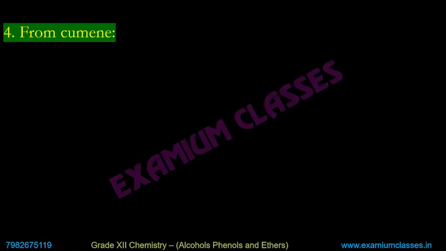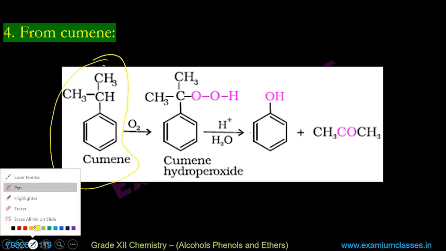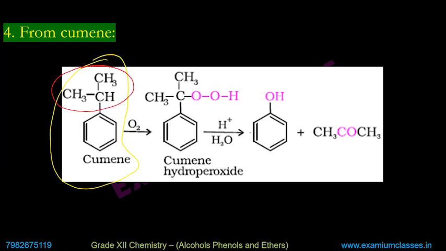Then from cumene, the last one. If you don't know the formula, this is the formula of cumene. When we consider this as isopropyl, then we write it isopropyl benzene. You don't need to write one because wherever it is attached, that carbon will be called one. So you can say isopropyl benzene, or you can say 2-phenyl propane also. That is also acceptable. Isopropyl benzene is actually cumene.